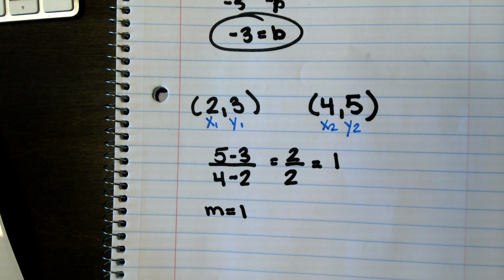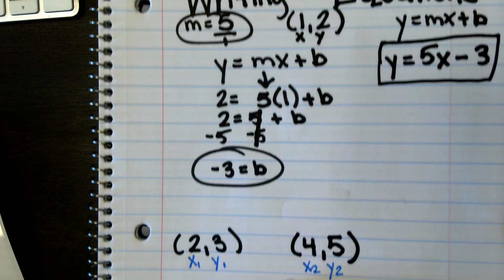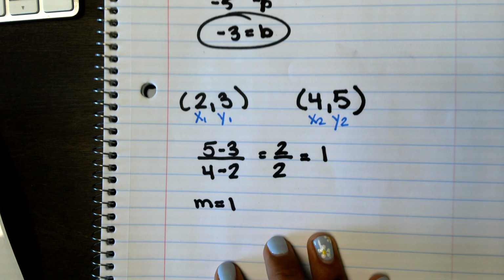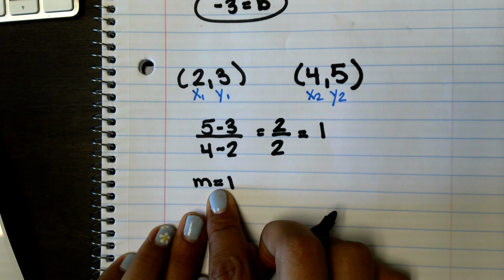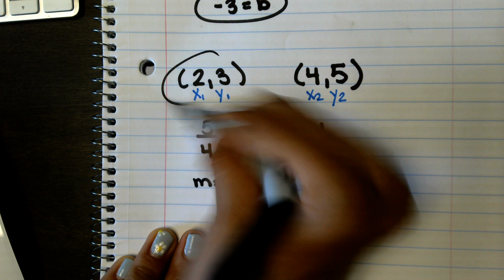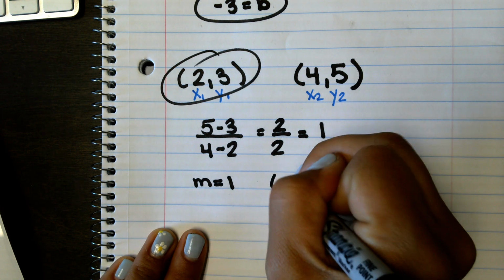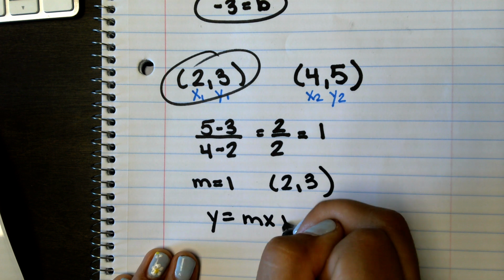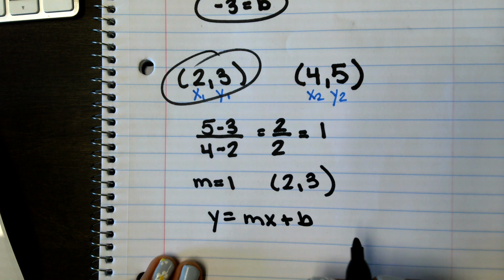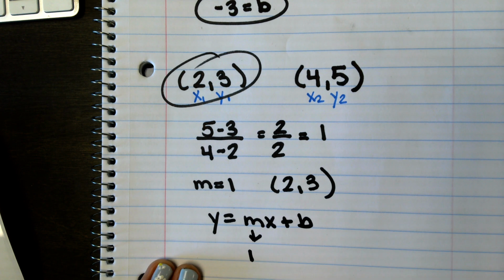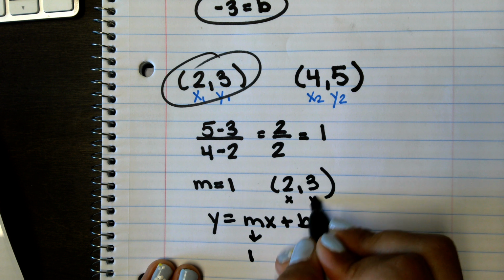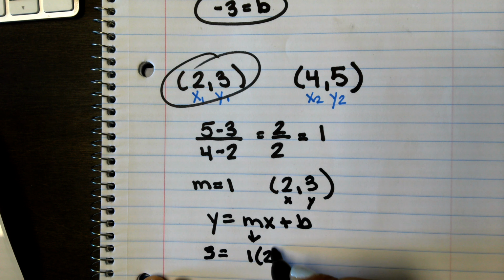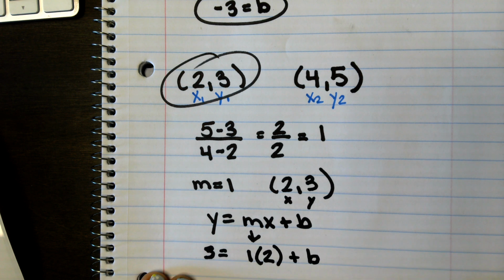Okay, so now we're going to do the same thing that we did up here because we have a slope now. I have a slope and I'm going to choose a point. I'm going to choose this one. It doesn't matter which one. So y equals mx plus b. This is the goal, my friends. What do we have so far? We have m. That's 1. We have an x and a y. y is going to be 3. x is going to be 2, plus b. We do not have the y-intercept.